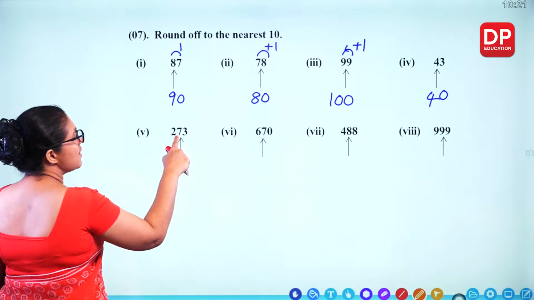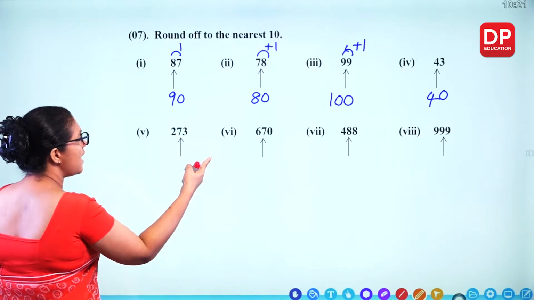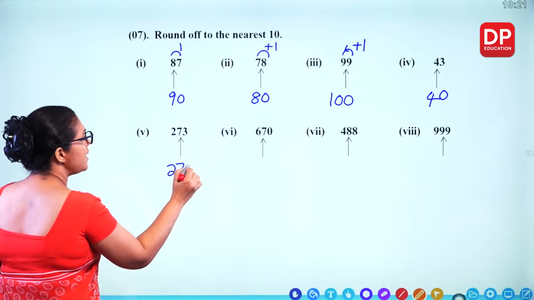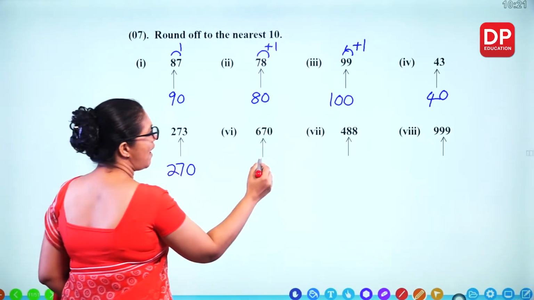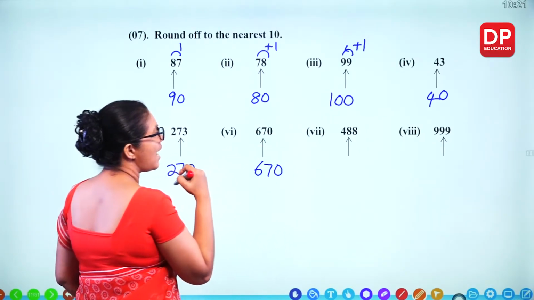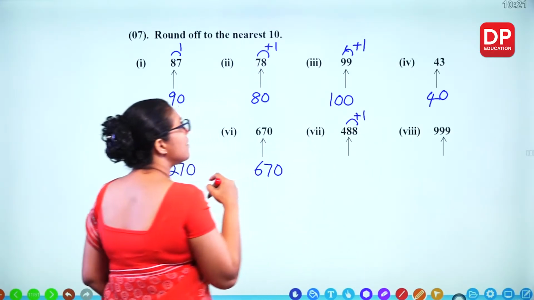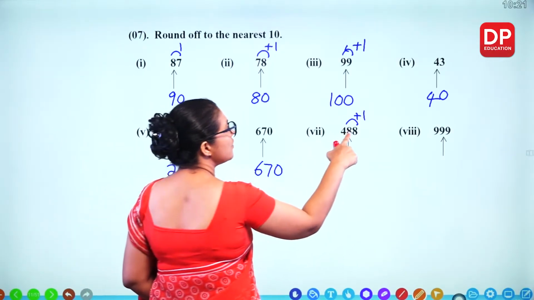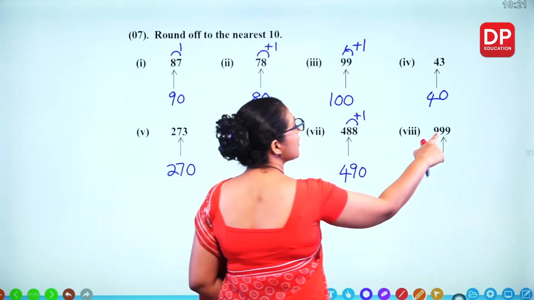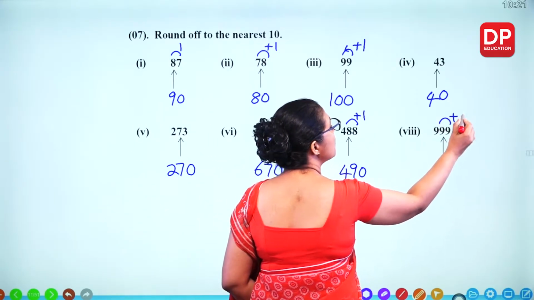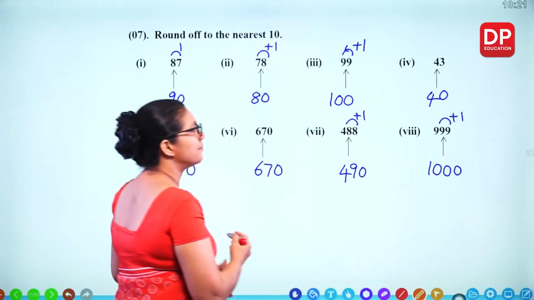273. 7 is the number you need to round. The next number is less than 5. So you don't add it and put a 0. 0 is less than 5. So you don't add it. You write as it is. 8. 8 is more than 5. Add 1. So this becomes 90. 99. Yes, you have to add 1. So when you add 1, this becomes 1000.